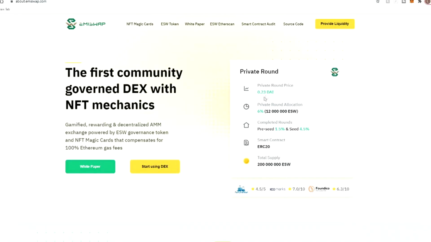Private round price is 23 cents. The private round allocation is 6%. Completed pre-seed is 4.5% to 1.5%. Obviously it's an Ethereum based token rather than BNB, and the total supply is 200 million ESW. So this is their crypto coin that they have tied along with their exchange.